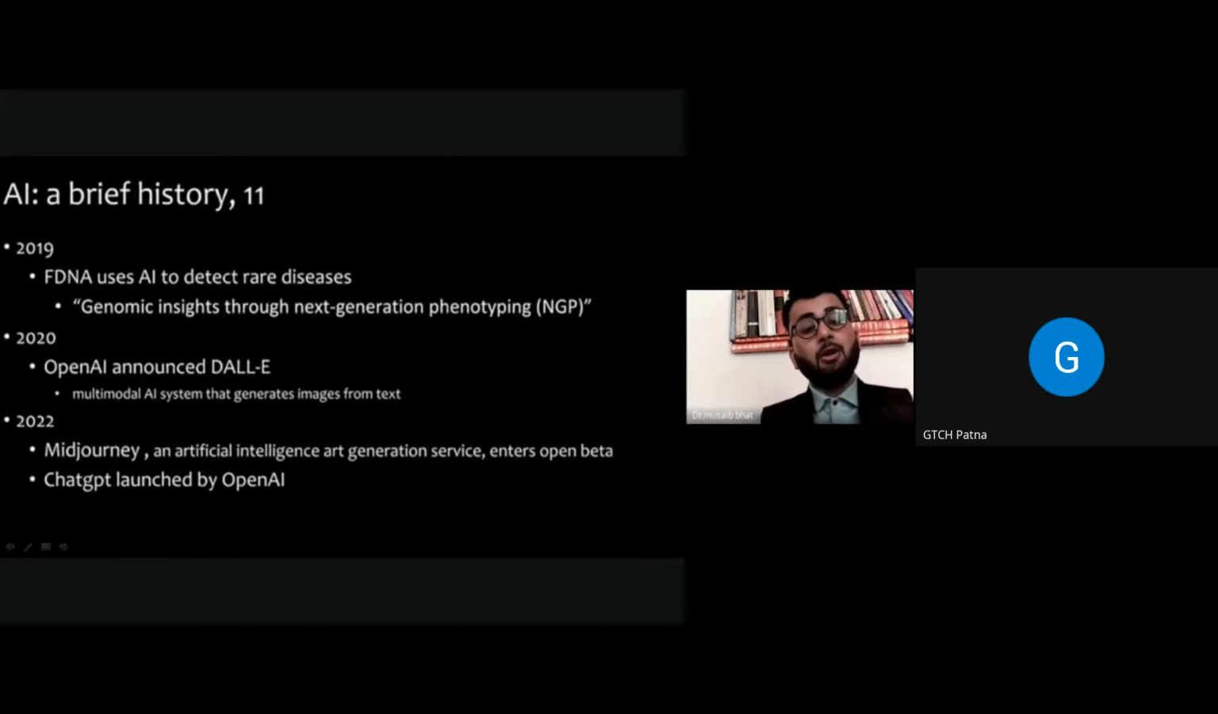Then in 2022, we had an AI revolution, we can say, because Midjourney was created. It was an artificial intelligence that was able to generate not only images but also art, and it was able to compare different images and decipher information from images that were provided to it. And in the same year, ChatGPT was launched by OpenAI. We all know how revolutionary it has been in this small span of time.